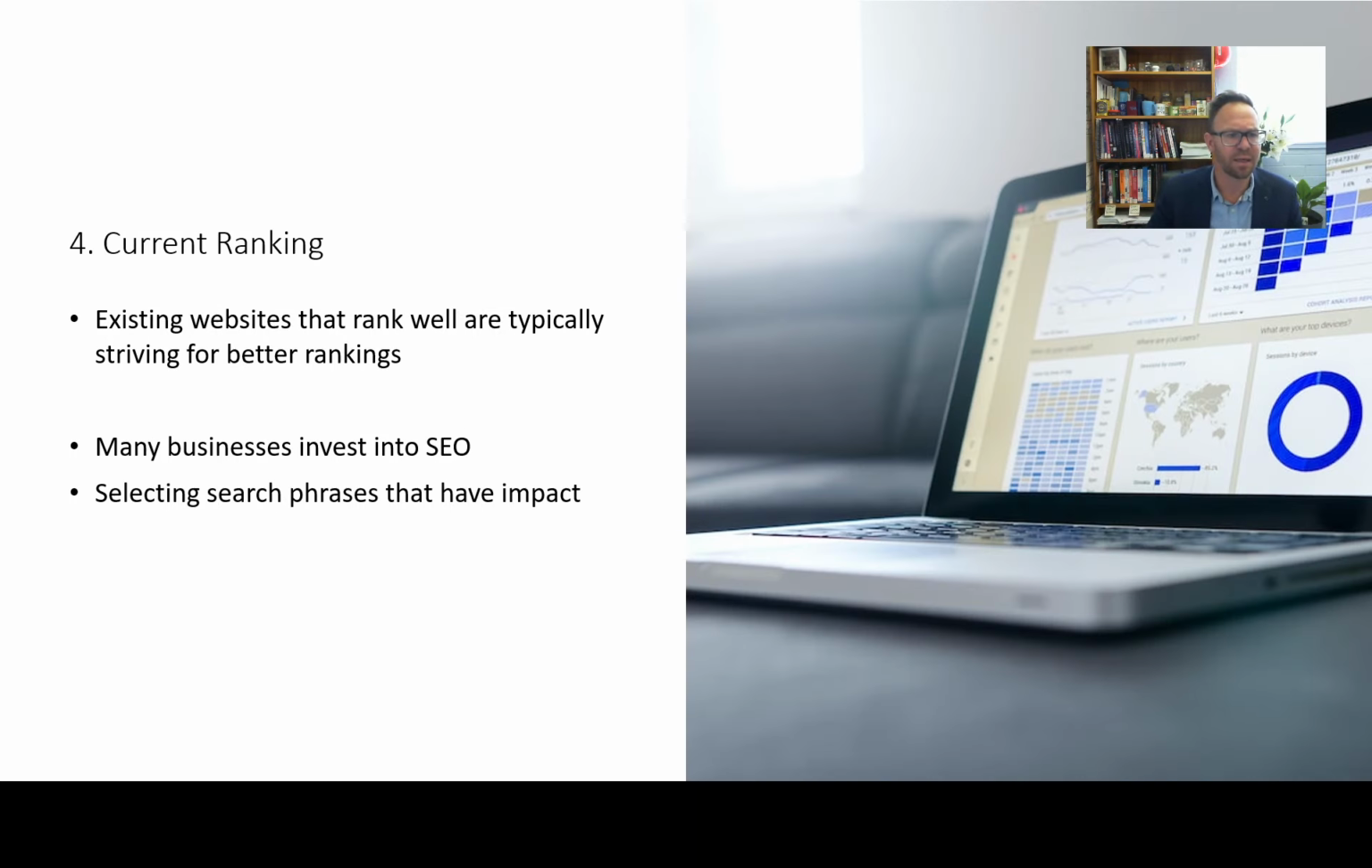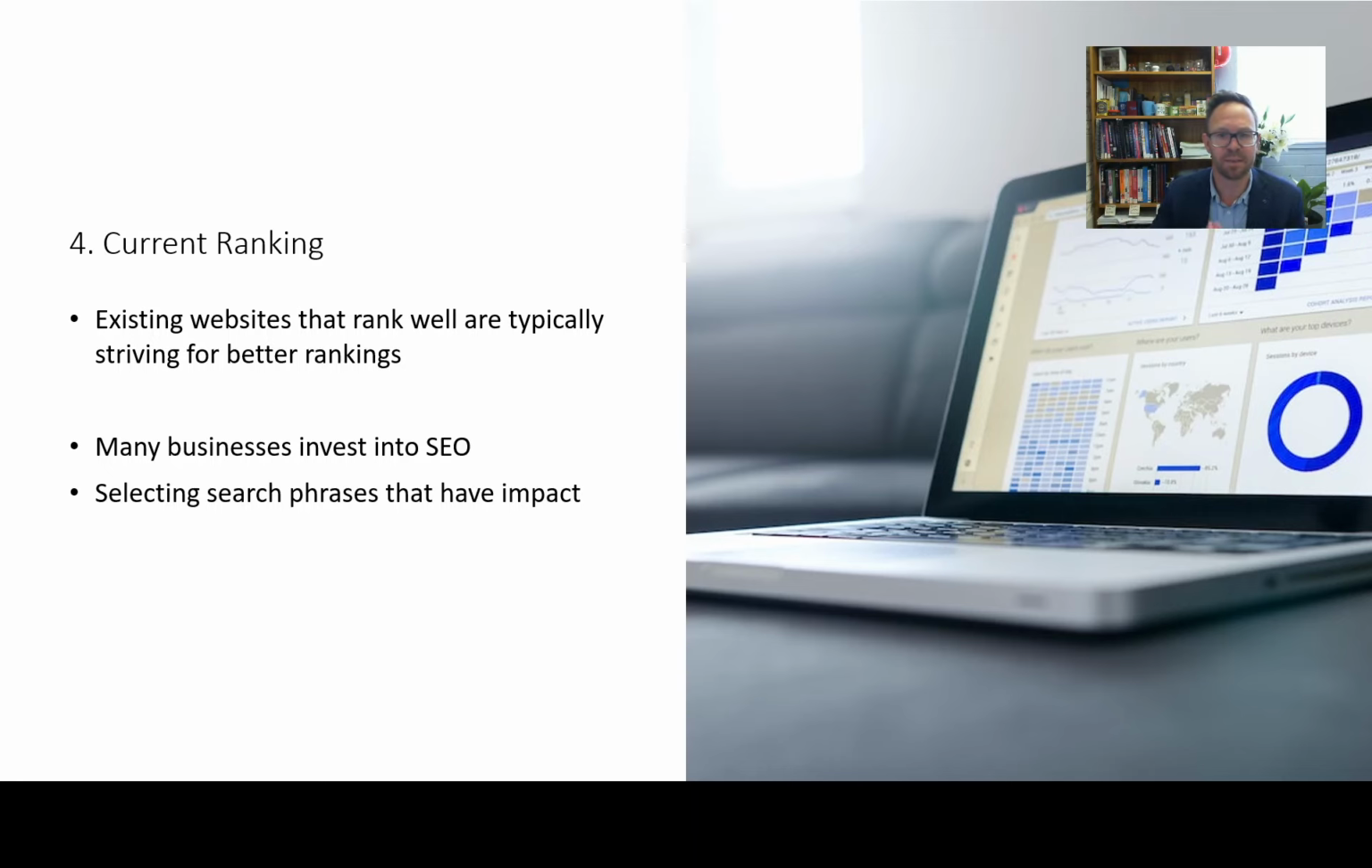All right, current rankings. So existing websites that rank well are typically striving for better rankings. Right, so the skateboard shop, those ranked really well. They're probably getting a lot of business through their website. That's probably a key part of their business model. So they're prepared to invest a lot of money, a lot of effort into their search engine optimization. I don't know that, but from the information that we've seen, from the look of their website and the way that they're doing search engine optimization, that makes sense, all right?